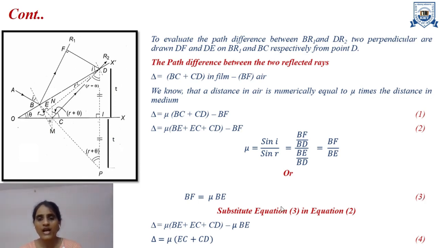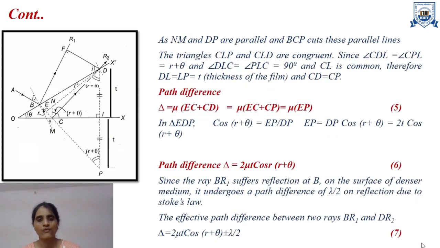Now what will I do? I will substitute the value of BF from equation 3 in my generalized equation 2. So my path difference is mu times (BE plus EC plus CD) minus, instead of BF, mu into BE. If I open this bracket, minus mu BE and plus mu BE get cancelled out. So my path difference is equal to mu times (EC plus CD). That is my equation number 4.